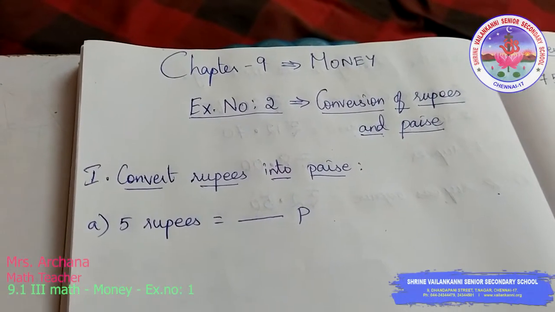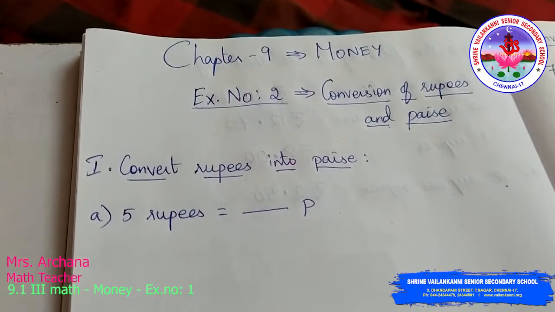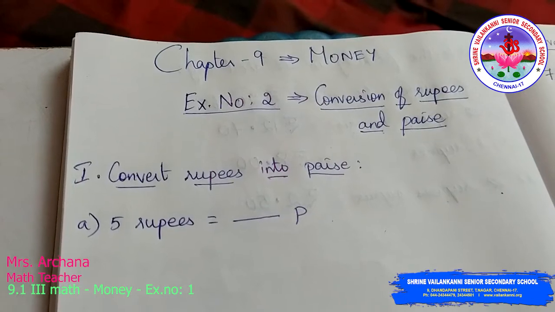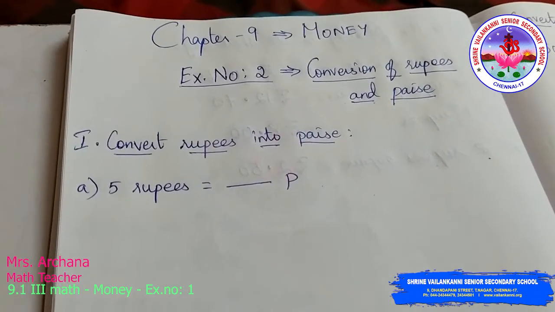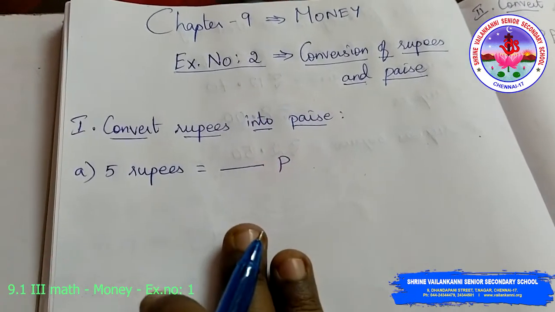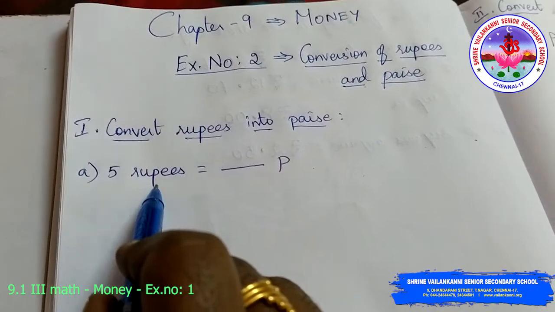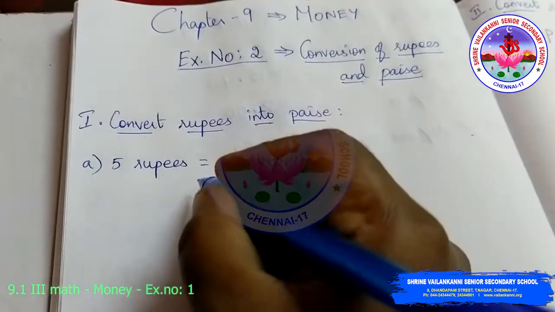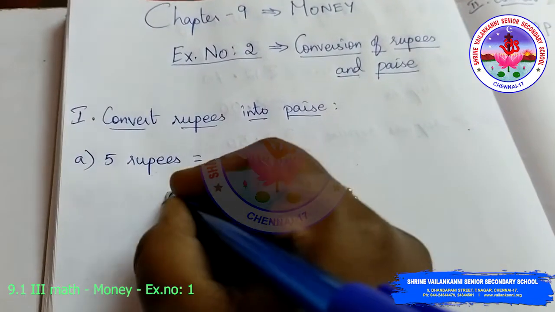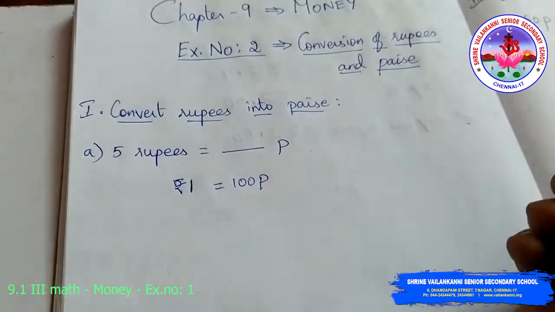Hello children, in this video we are going to continue chapter 9 exercise number 2, how to convert rupees and pies, that is converting rupees to pies and pies to rupees. First we will see how to convert rupees into pies. Here 5 rupees is given, we have to convert this 5 rupees into pies. You know that 1 rupee is equal to 100 pies.